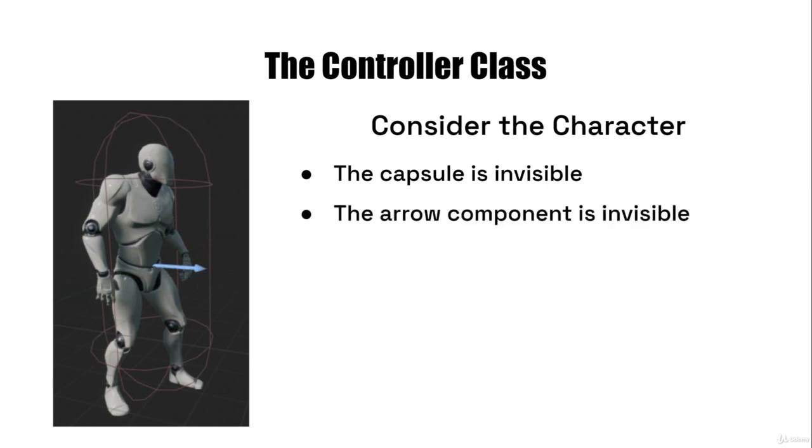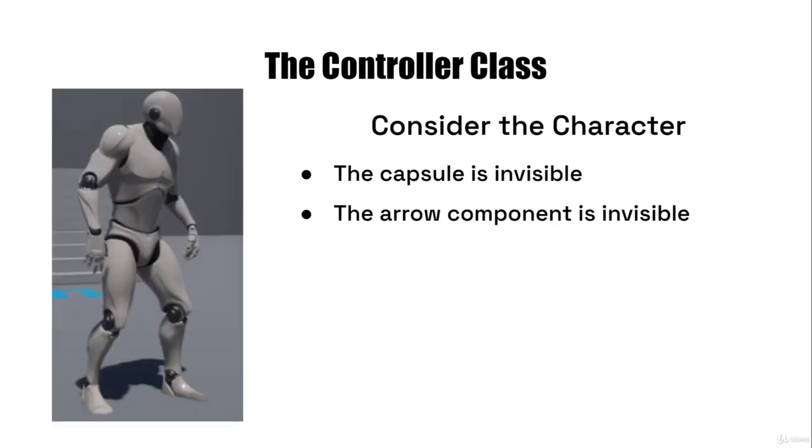Likewise, the arrow component is also invisible. When we play the game, this is what we typically see. And the end user, the person playing the game, usually has no idea that a capsule or an arrow component even exist on the character. Now, the controller class is sort of like that. The controller is also invisible.